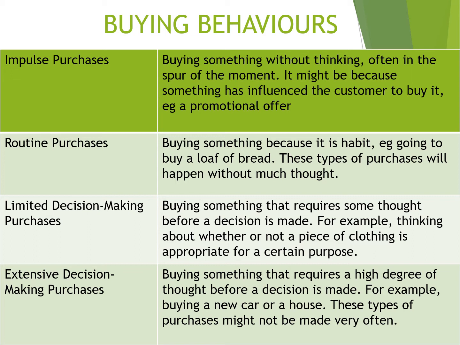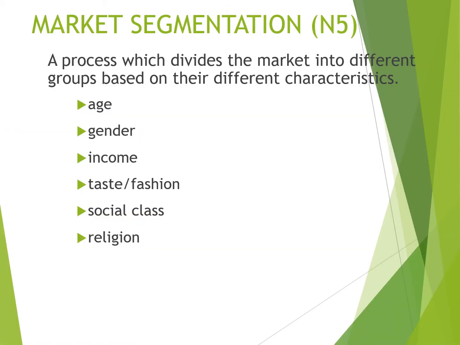You've decided that yes, you're going to buy it. For the extensive decision making, these are much bigger purchases that require a lot of money. So it could be, for example, something like a house or a new car, where you really have to think about your finances: can you afford it, and how are you going to pay for it. That could take a lot more thought, and we call these extensive decision making ideas.